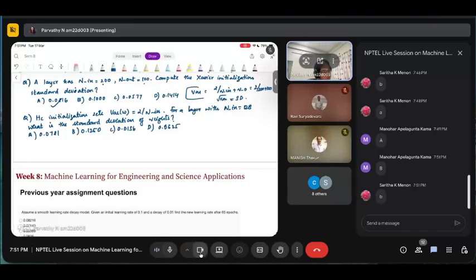Yeah, so the variance is 2 by number of input 128. So 1 by 64. Then standard deviation is square root of this 1 by 64. So it is 0.1250.